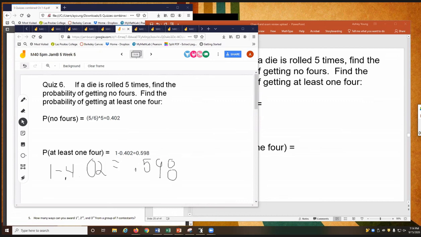No girls is the same thing as all boys, right? So I need to find the probability of boy, boy, boy, because at least one is hard to find, but no girls, easy. Boy, boy, boy, so I need to find 3 boys in a row. There are 14 boys and 8 girls. That means that 14 out of 22 of them are boys.